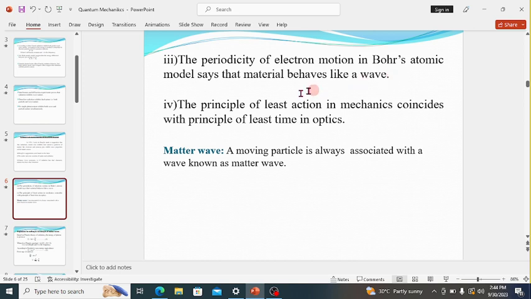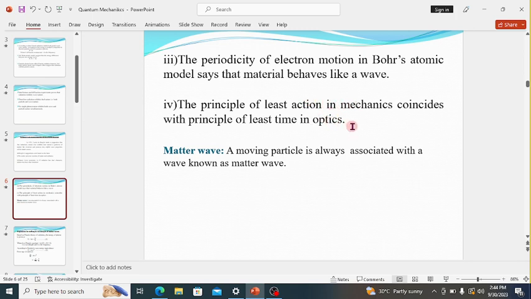Next, the principle of least action in mechanics is similar to the principle of least time in optics. Mechanics is related to particles, optics is related to waves. So these two coincide, the principle of least action in mechanics and the principle of least time in optics. It says that a particle is exhibiting wave nature.